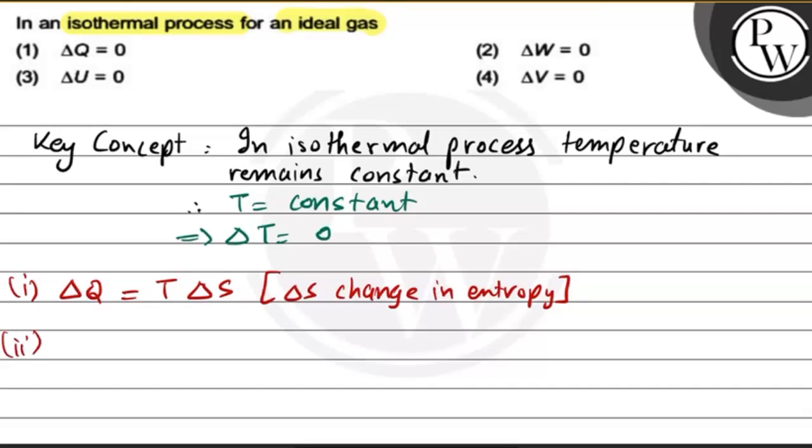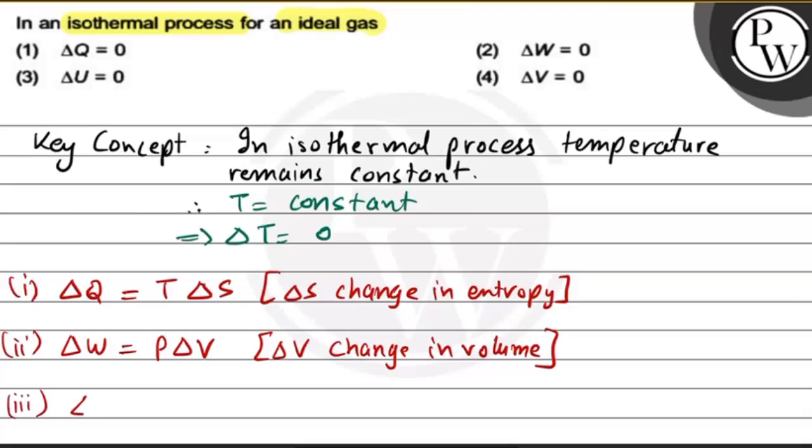Option 2. Option 2 is delta W is equals to P delta V. This is how it is defined for an ideal gas, where delta V is change in volume. Correct. Now there is no temperature dependence in this formula. Correct. So delta W doesn't depend on how the temperature changes. Okay, so we cannot say if delta W is 0 or not. So let's see the other option for now.